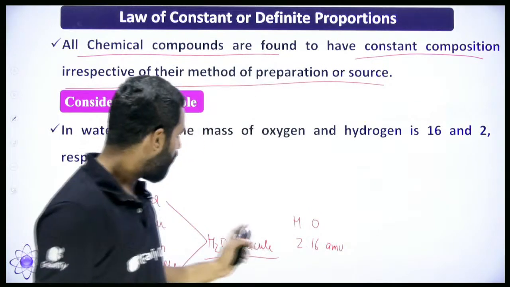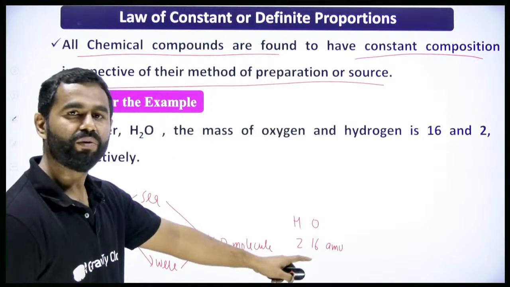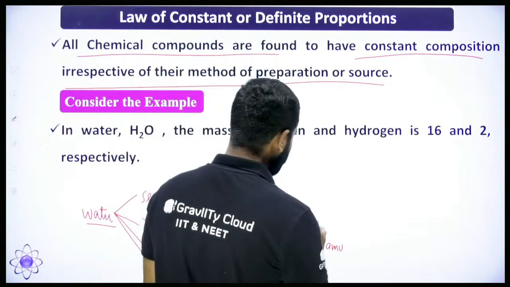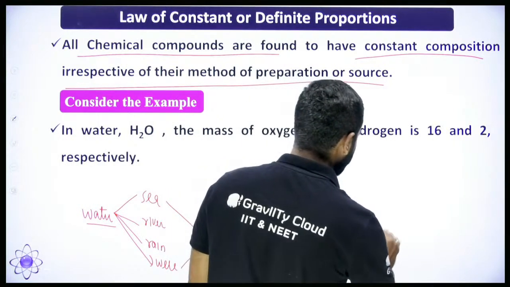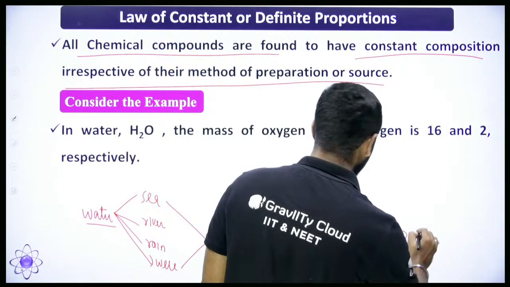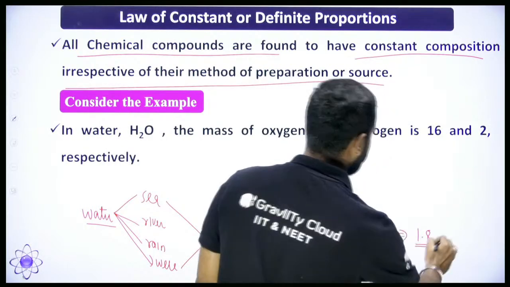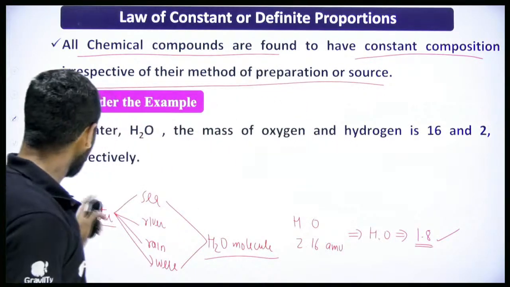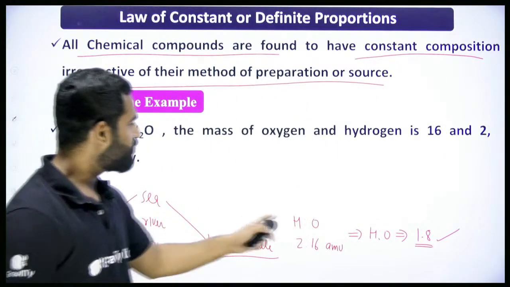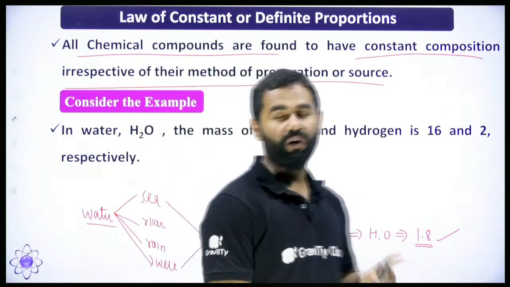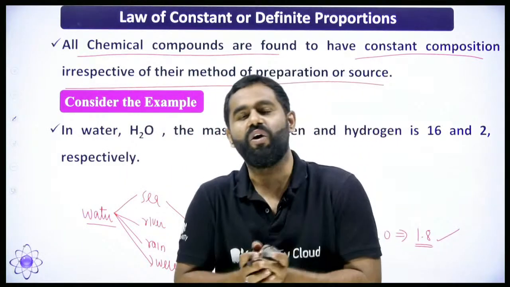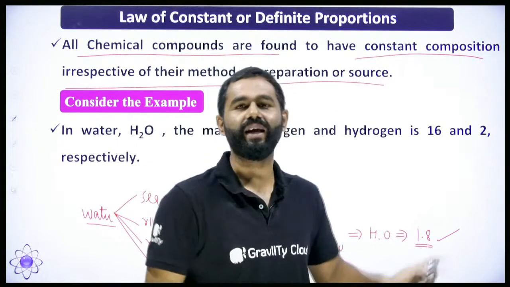16 for oxygen, 1 atom means 16 AMU. So what is the ratio? H is to O is what? The H to O ratio is equal to 1 is to 8. Simple. So in a water molecule, what is the ratio of hydrogen and oxygen? In a water molecule, the ratio of hydrogen to oxygen is always equal to 1 is to 8.